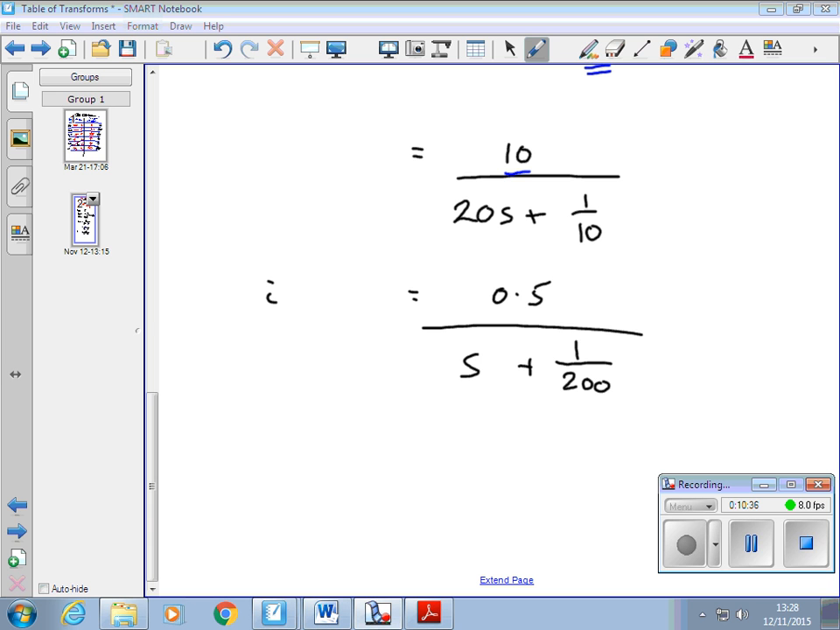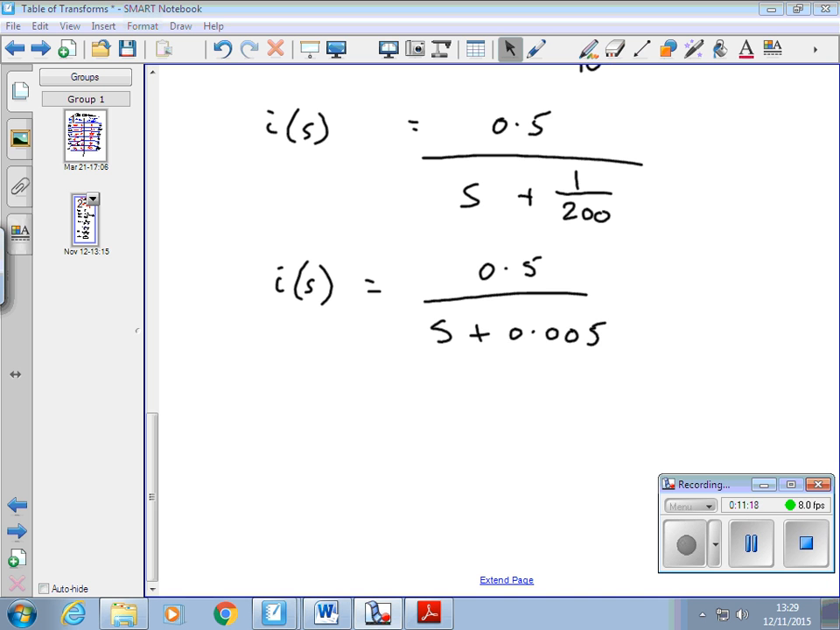So I S equals 0.5 over S plus 1 over 200, which as a decimal is 0.005. Sometimes you just can't avoid those fives. So it's 0.5 over S plus 0.005, having gone out of my way to avoid fives.